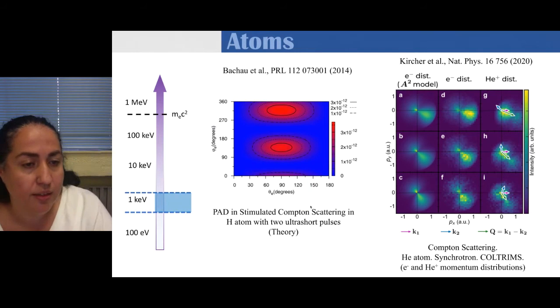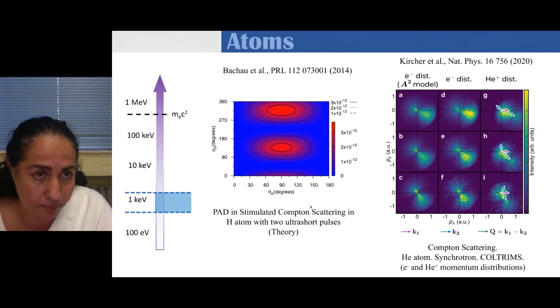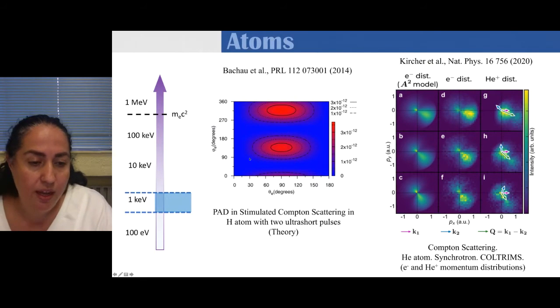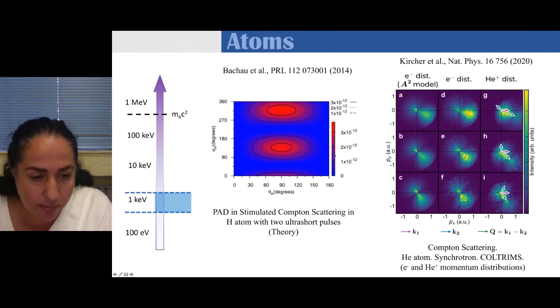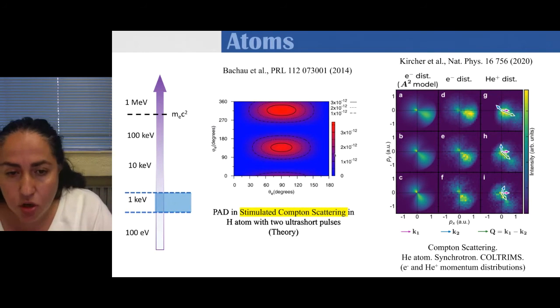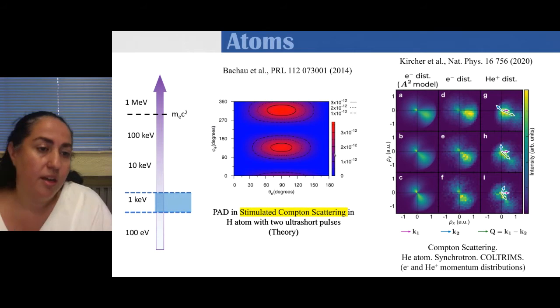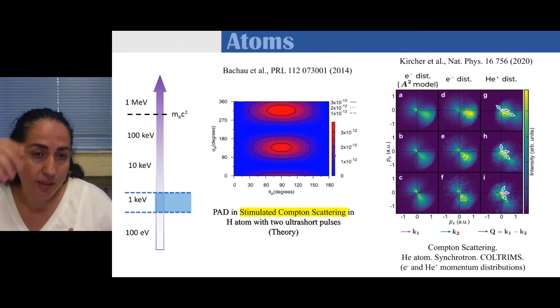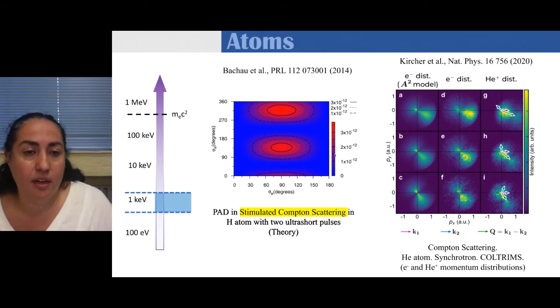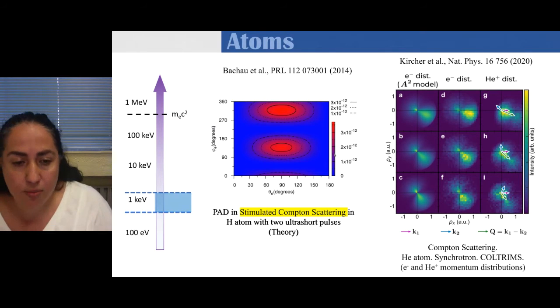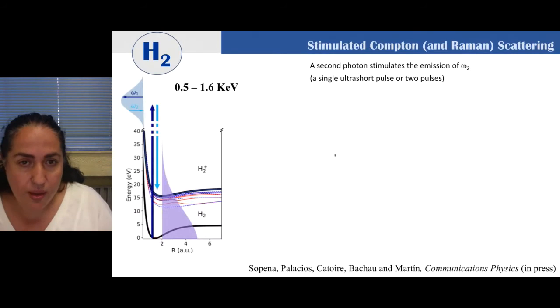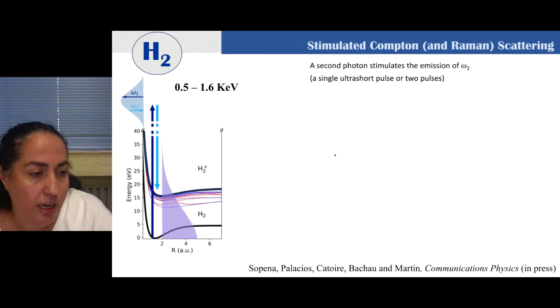And this was shown in atomic targets also, in this case in theoretical work in the group of Henri Bachau, where they explored the possibility of looking at the stimulated Compton scattering by using either a single pulse with a broad bandwidth, in such a way that the photon stimulating the scattering is within the bandwidth, or using two different pulses with two different colors. And this is what we have now tried to implement in the molecular case.